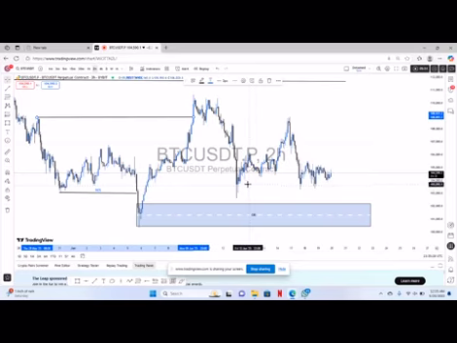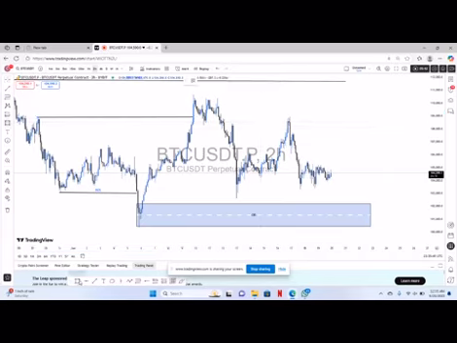So it tapped into this imbalance and gave us another break of structure. Okay. So the first retracement is always an inducement. Okay. This is the main move. Okay. Break of structure, retracement. You can see the zone here as well. This zone here.